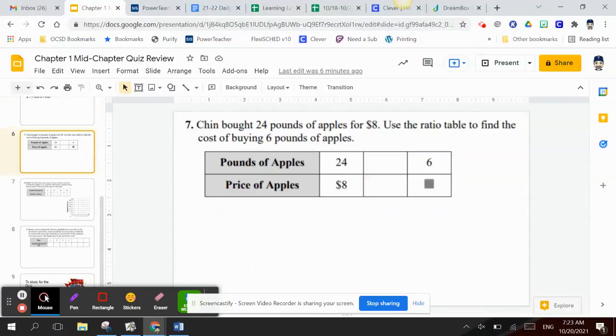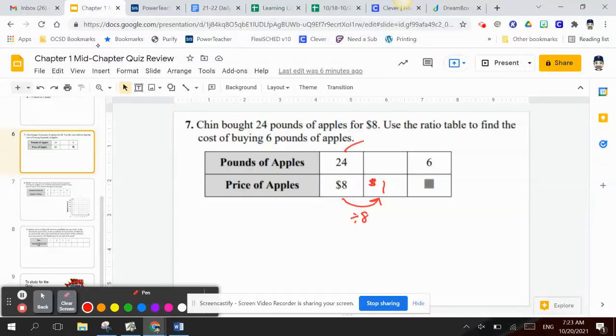It says Chin bought 24 pounds of apples for $8. Use a ratio table to find the cost of buying 6 pounds of apples. So when I look, I want to see how much one. How many pounds of apples can I get for $1? That's a unit rate. So from 8 to 1, I'm dividing by 8.